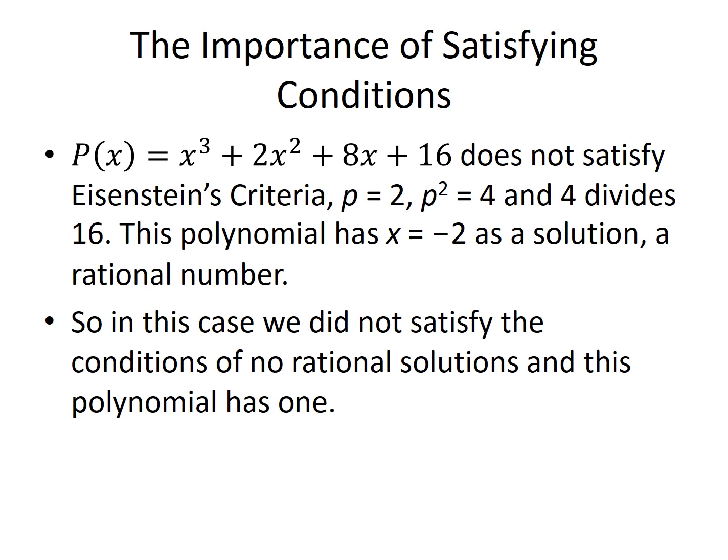So in this case, we did not satisfy the conditions of no rational solutions, and this polynomial has one. So we didn't satisfy all the conditions, and we found a polynomial that does have a rational solution. So what does that lead us to conclude?